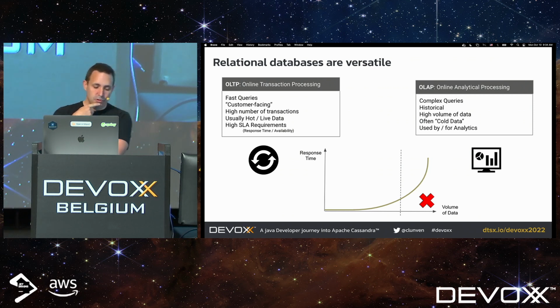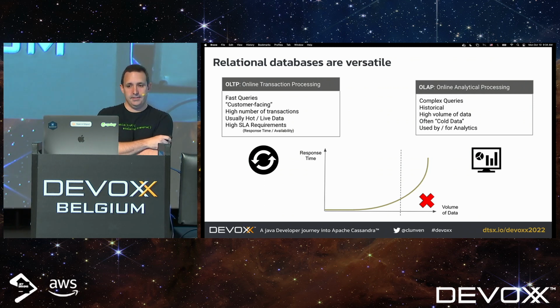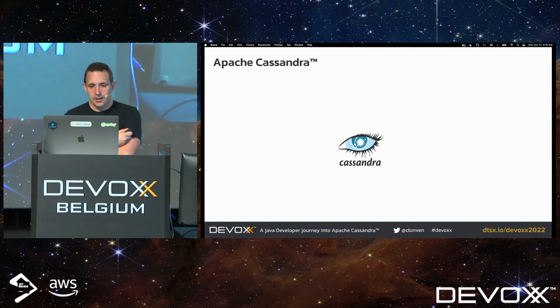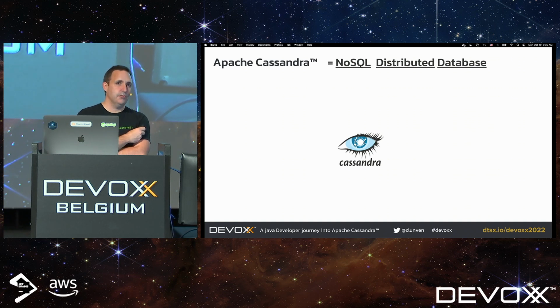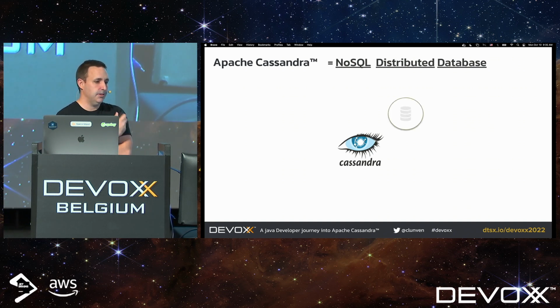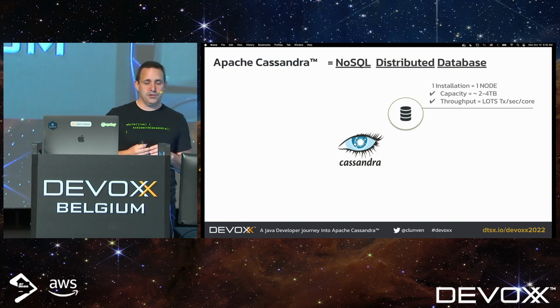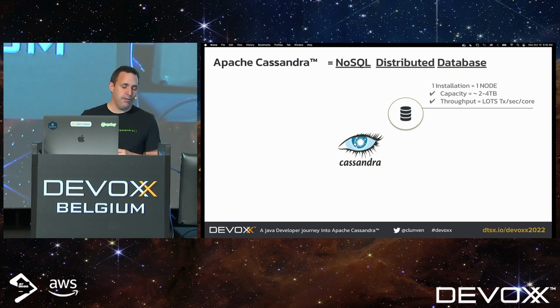So in 2008, 2 engineers at Facebook needed extra performance with a lot of data. With the volume of data, you tend to have your response time decreasing. And those 2 engineers at Facebook said, no, we still need those response times. So they invented Cassandra. Cassandra is a NoSQL distributed database. You can install Cassandra on a single machine, of course, and you can expect between 2 and 4 terabytes for the machine and about 3,000 to 5,000 transactions per second and per core, on 8, 16, 32 cores. That's already some throughput.